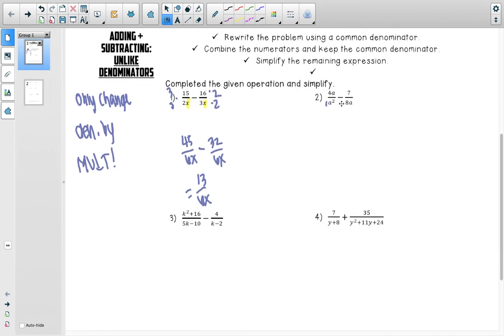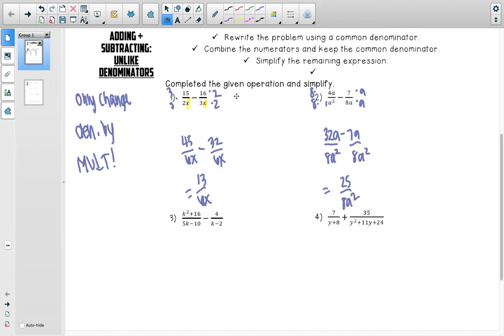Number 2 is just kind of like number 1. This has a coefficient of 1, and that has a coefficient of 8. So we're going to have to multiply this top and bottom by 8 to get that to match. But this has 2 a's and this has 1. So we're going to multiply by another a to get it to match. So that gets you 32a minus 7a, and on the bottom, you're going to have 8a squared. Because they have the same thing, you can simplify. You're going to take 32 minus 7, and that gets you 25 over 8a squared, which you can't simplify.